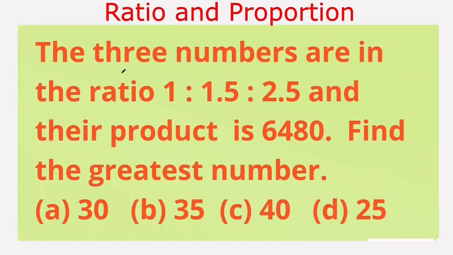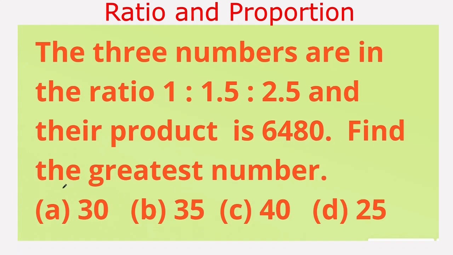Our question is, the three numbers are in the ratio 1 ratio 1.5 ratio 2.5 and their product is 6480.